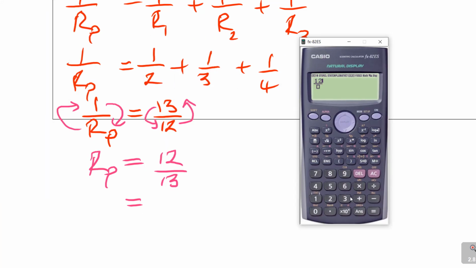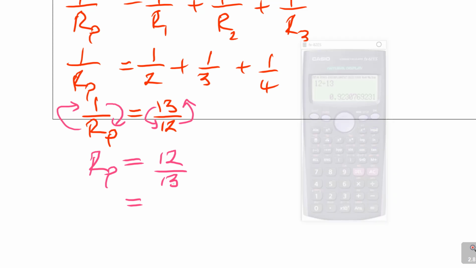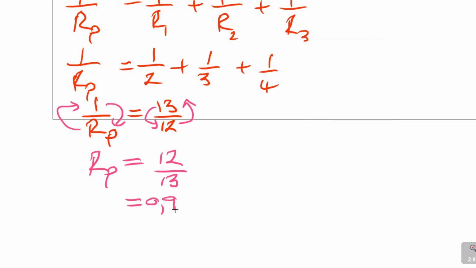Then you find what is 12 divided by 13, which is 0,923. 0,923 ohms. That is for the resistors in parallel. Do you see that? Now you can compare these two.